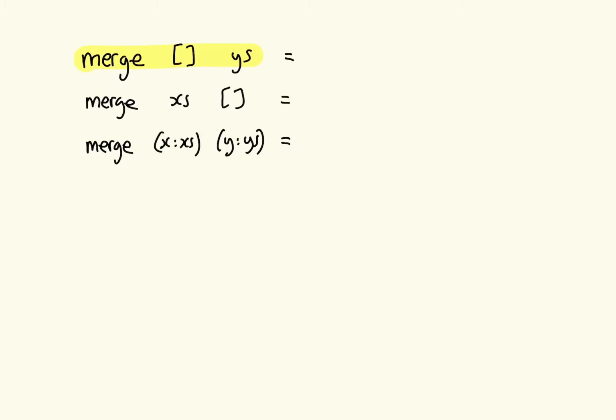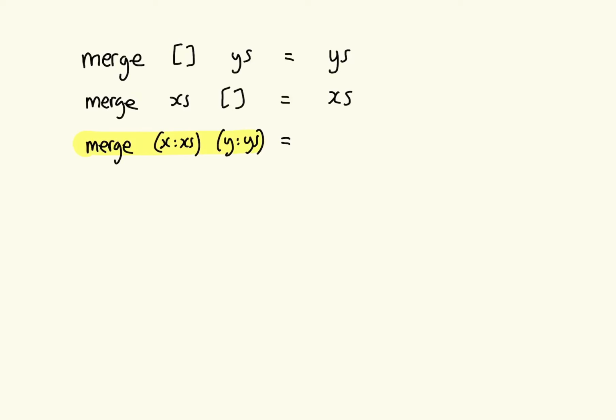If the first list is already exhausted, I just need to copy over the remaining list. So I just need to copy over ys. And then it's the same here as well. In the second case, if the second list has been exhausted, then I still need to copy across everything in the first list. So I can just have xs here. And then about the recursive case, I need to think, what do I do?